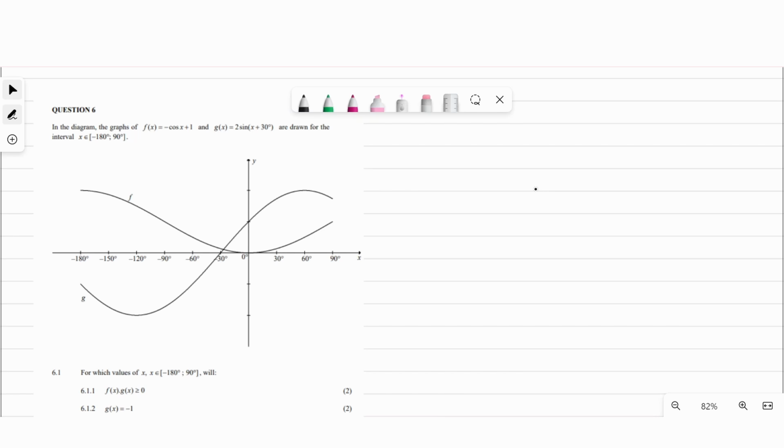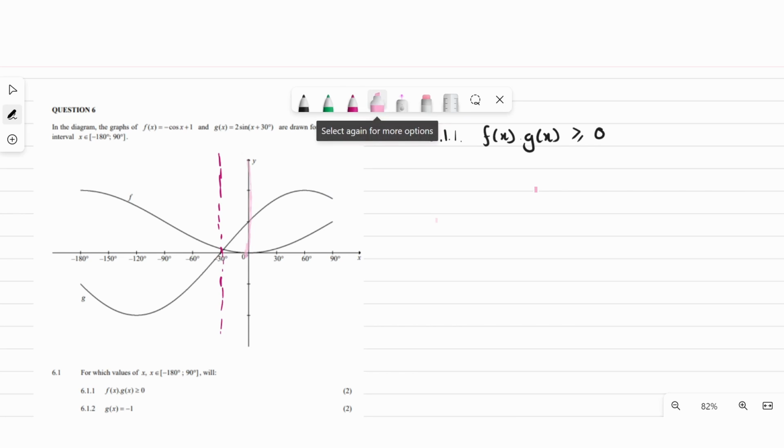So the first question, which is 6.1.1, it says we need to determine for which values of x from that interval that they gave us will f of x multiplied by g of x be greater than or equal to 0. So first we need to find the x-intercept. The only one that we have is here at negative 30. Those intercepts, the x-intercepts, are going to be our boundaries, right? Where maybe one graph changes from positive to being negative.